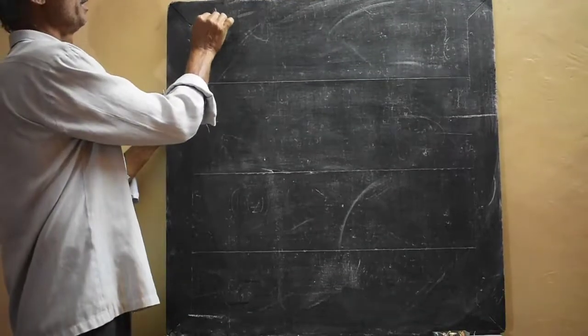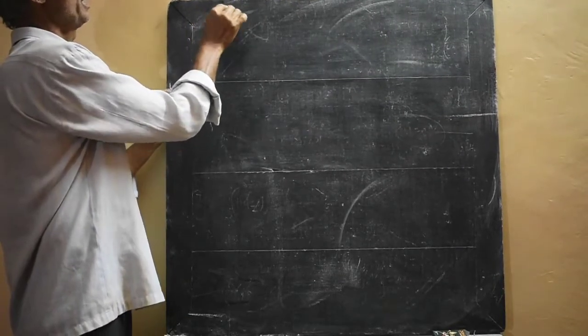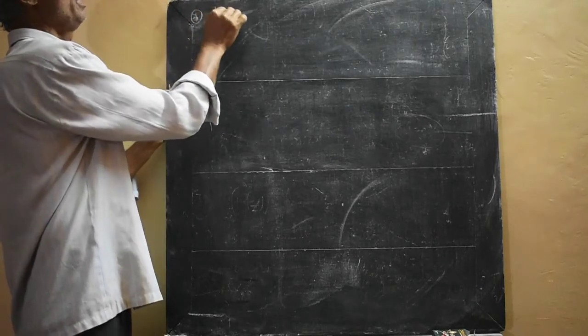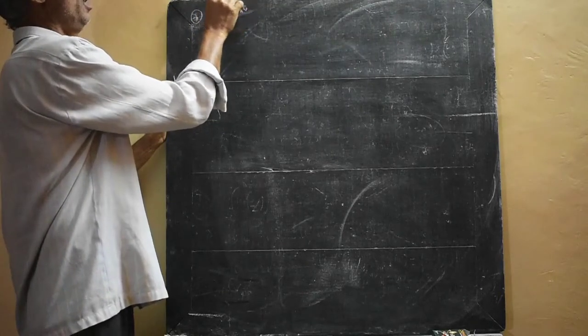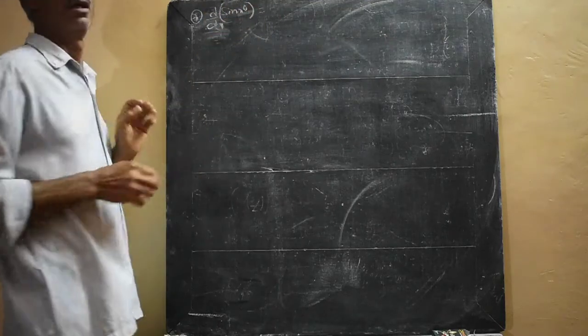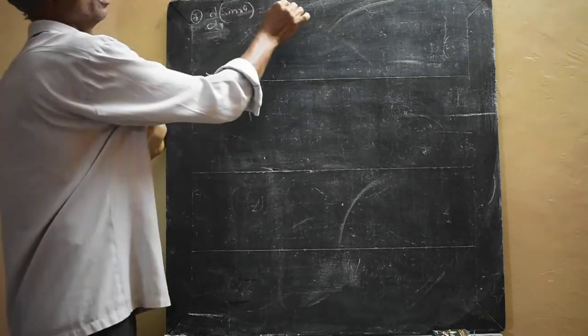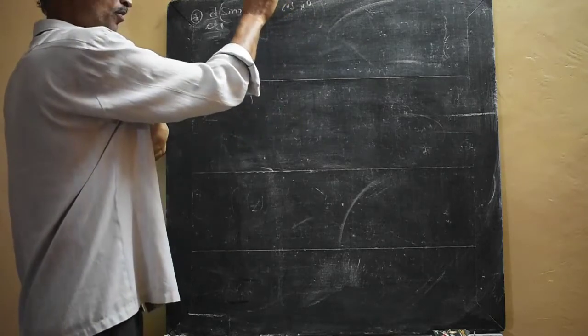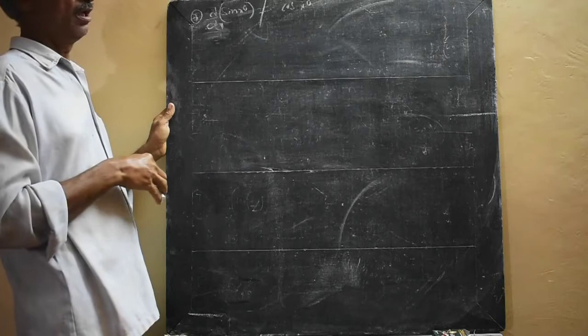d by dx of sin x degrees. I think it is the seventh problem. Sin x degrees. At once we will answer it is equals to cos x degrees. It is equals to cos x degrees, but it is wrong. It is not equals to cos x degrees.